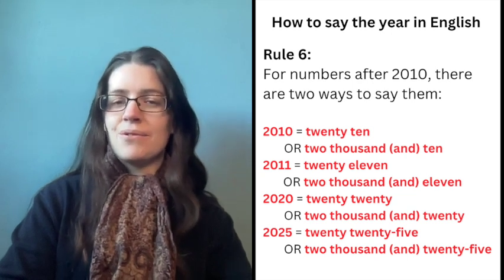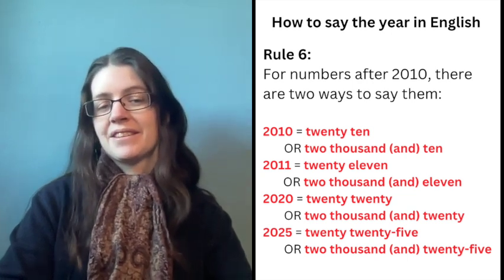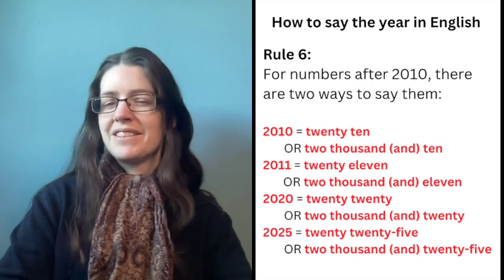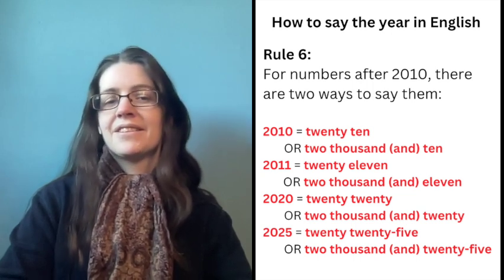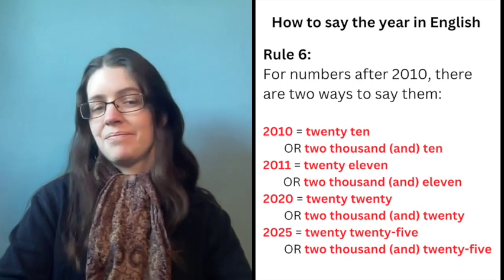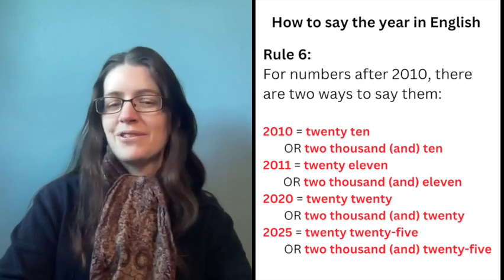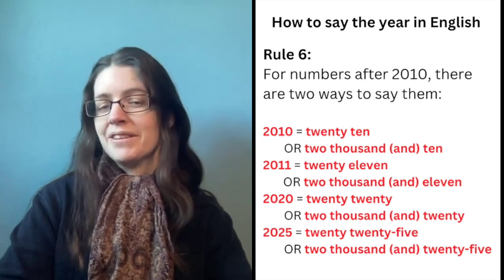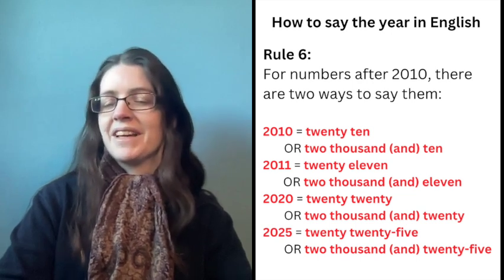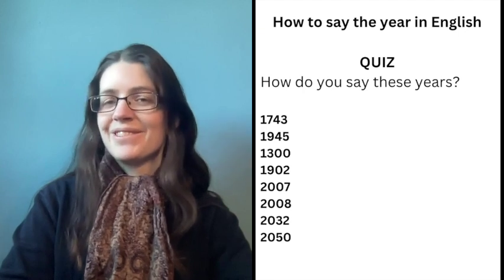2010 or 2010. And British speakers usually put an and after the 2000. 2010. Both ways are okay, but the first way is becoming much more common, probably because it's quicker to say. Okay, that's all the rules.